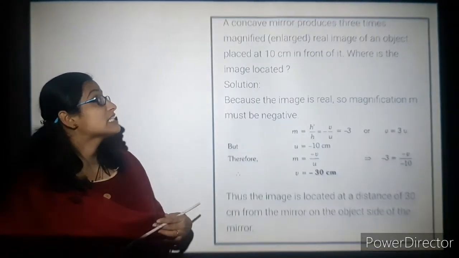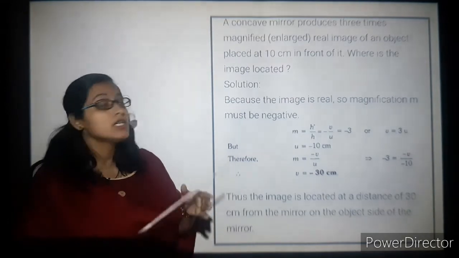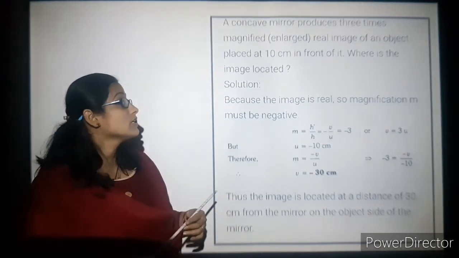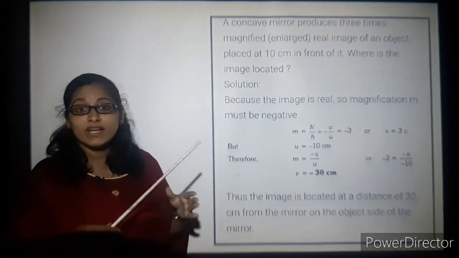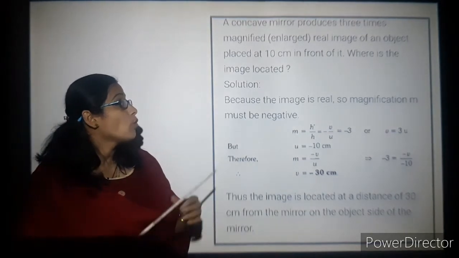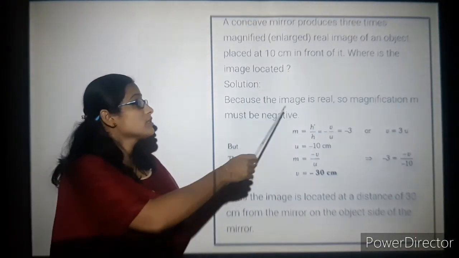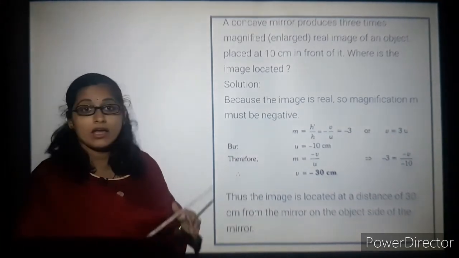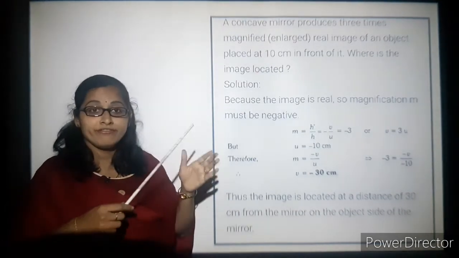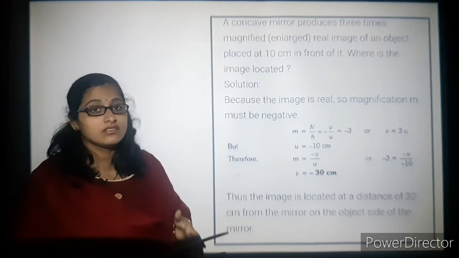Coming on to the next problem. A concave mirror produces a 3 times magnified, that is enlarged, real image of an object which is placed at 10 centimeter in front of it. Where is the image located? The image is real, so magnification m must be negative. That's why you need to refer to and learn the image formation table and also the Cartesian signs.